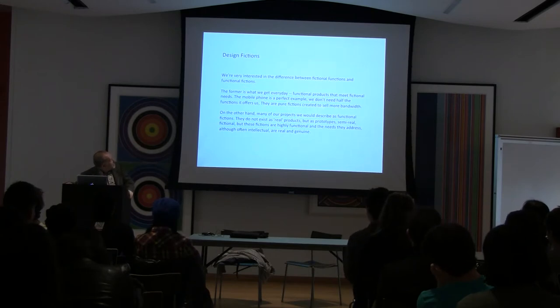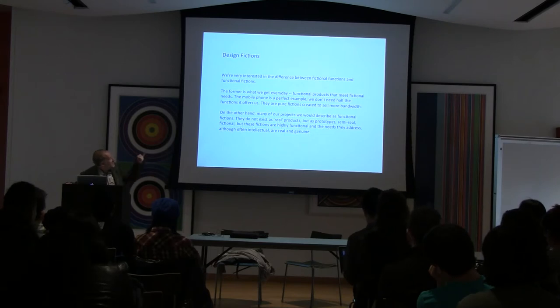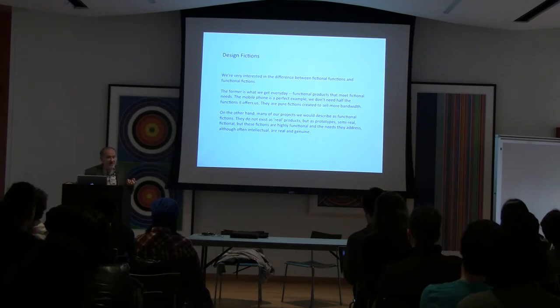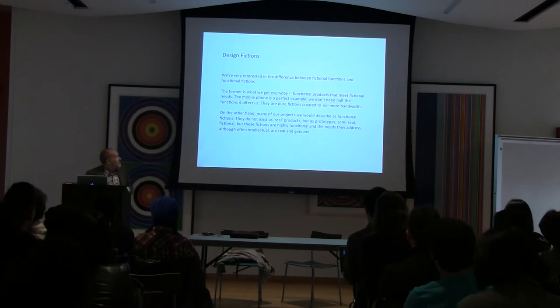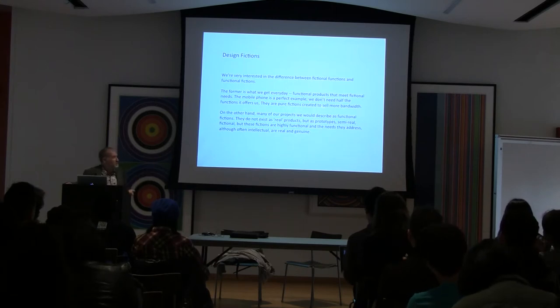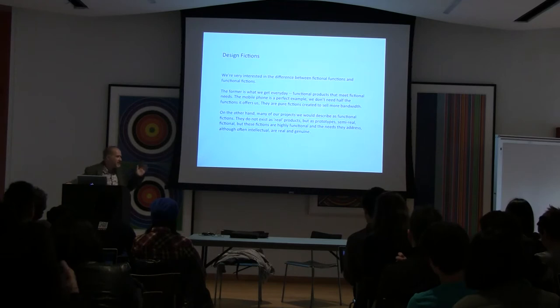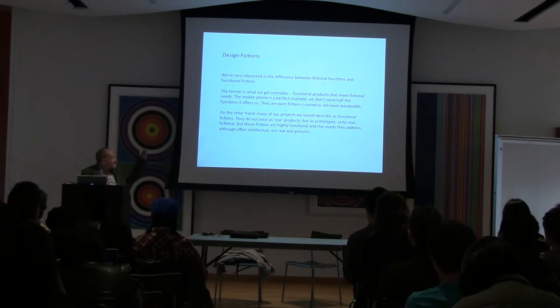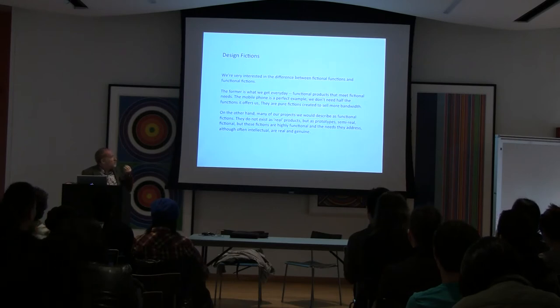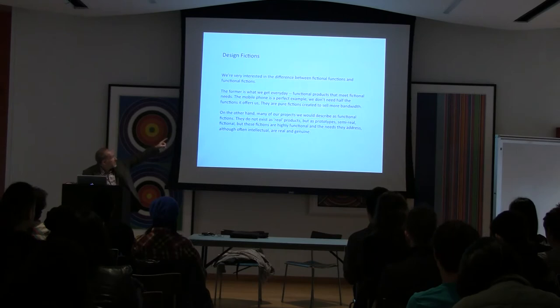So the first one, fictional functions, is what we get every day: functional products, but they really meet only fictional needs. The mobile phone, we do not really use half of the functions, the apps which it offers us. If you look at a remote control for a TV, there are so many possibilities of what you can do, which nobody ever does. And yet it's there. Why? It is created in order to give some perceived value, to maybe ask for more money for the object. So the function itself of the object becomes fiction, it's a gimmick. That's a good word to explain fictional functions.